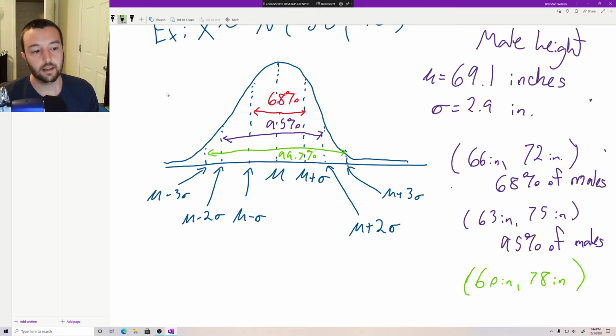Okay, and also think about this is symmetric, right? This is symmetrical around the mean. So of that 0.3% that's remaining, only half of it is on each of the extremes. So only 0.15% of males are taller than 6'6". And then only 0.15% of males are shorter than 5 foot.